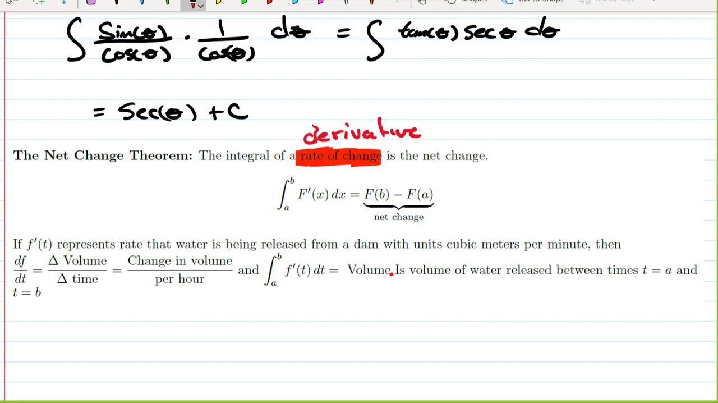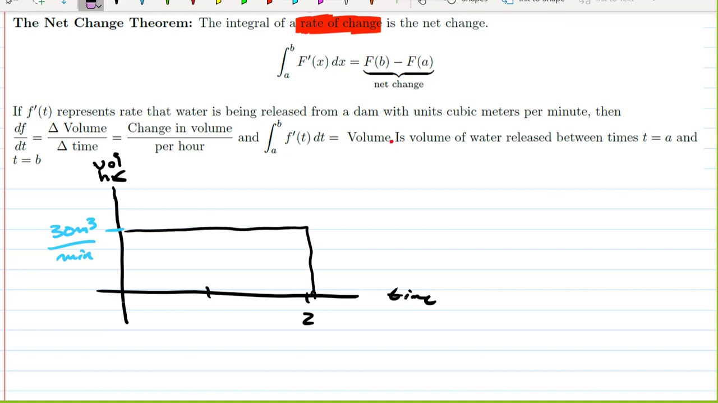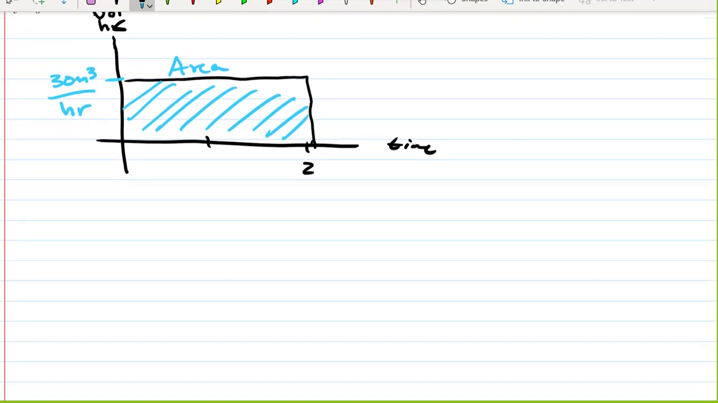So look at it this way. If you know how much water is coming out at each second, no matter what it was, let's look at the simplest case. So here's time and here's volume per hour. If it were constant, so let's say it was 30 cubic meters per hour, and if we had that released at that rate for 2 hours, then how much water would have been released in 2 hours? Well, 30 cubic meters per hour times 2 hours, 30 times 2 would give me 60, which would be the area of that rectangle, right? So if we have a constant rate of change, it's easy because we can figure out what the area of that rectangle is.